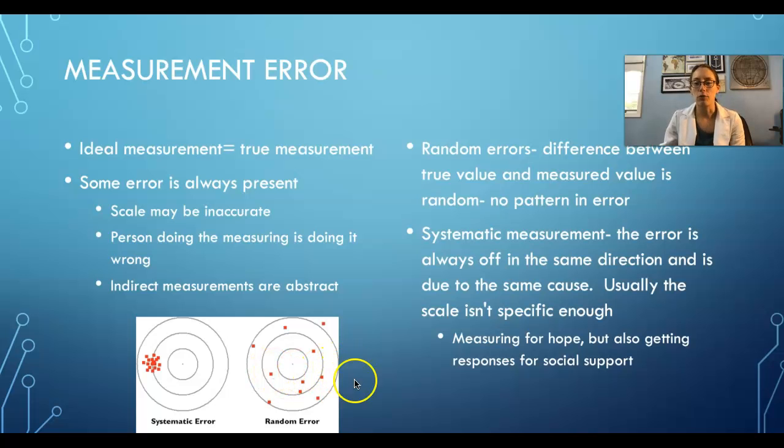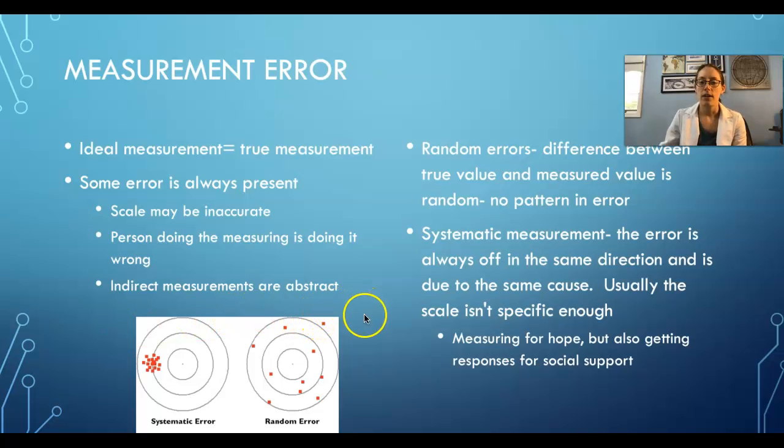A systematic measurement error is always off in the same direction, and it's usually due to the same cause. So for example, if the person is under the impression that they're supposed to have the participant leave their shoes on when they measure their weight, then every single one of those weights is going to be off by a little bit, just based on how heavy that person's shoes are.